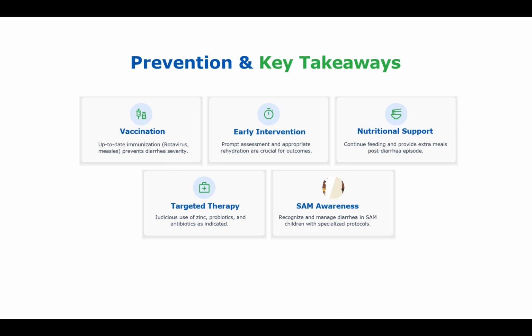Thirdly, comprehensive nutritional support is non-negotiable. Continuing feeding during illness and providing extra meals for 1 to 2 weeks post-diarrhea aids recovery and helps prevent recurrence. Fourthly, we advocate for targeted therapy. This means judicious use of zinc supplementation, appropriate application of specific probiotics, and a highly selective, indicated-only approach to antibiotics, avoiding their routine use. Finally, maintaining SAM awareness is vital.